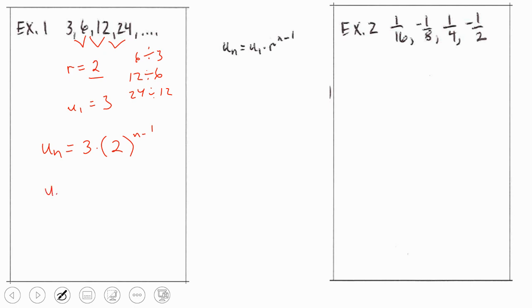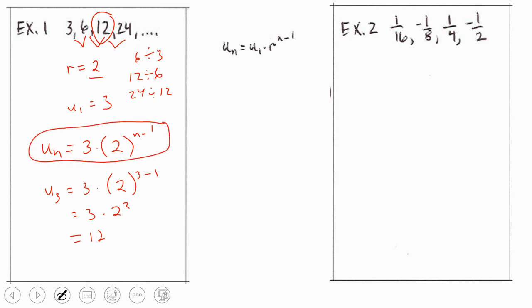If I want to check it, let's check the third term. 2 to the 3 minus 1. So that would be 3 times 2 squared. 4 times 3 is 12. And that matches my third term. The general term formula is this right here.